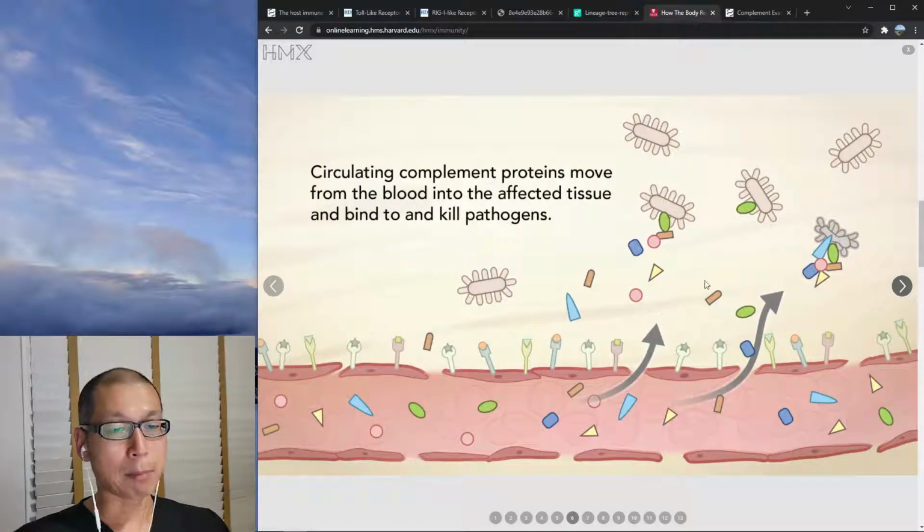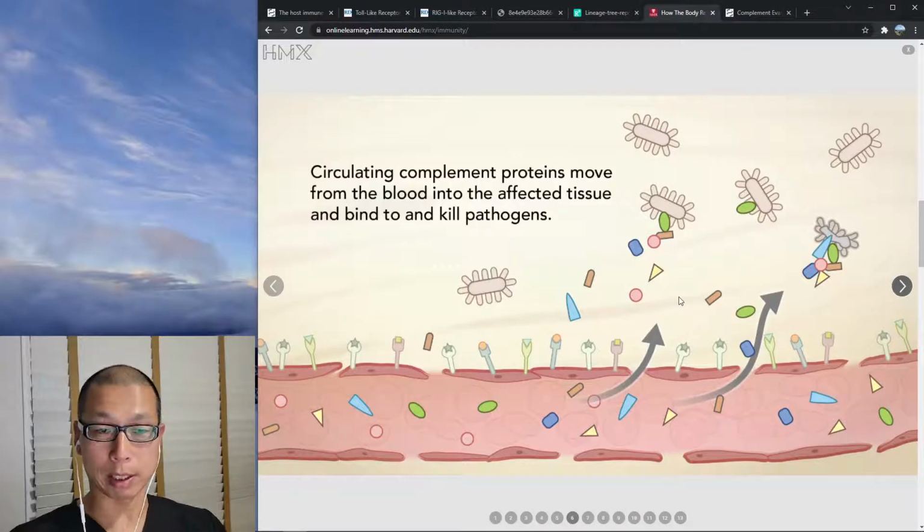Then the complement comes in. Complement is a bunch of proteins. You can think of them as little machines that break apart bacteria and viruses. So they'll recognize the virus. They work in conjunction with antibodies, and they can also work without antibodies. And they will recognize viruses and bacteria and just basically tear them apart.